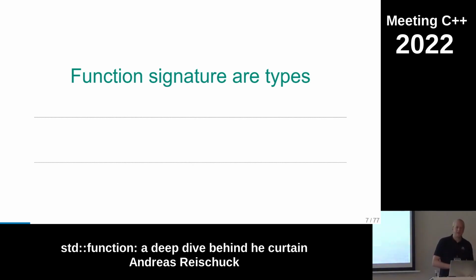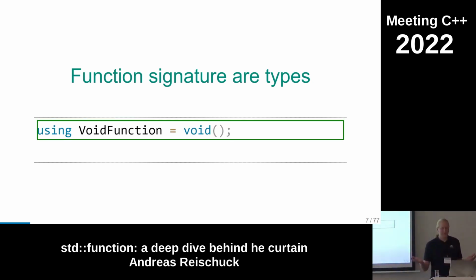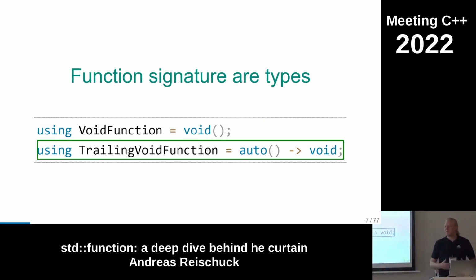Next thing, function signatures are types in C++. For example, if you write this, that's a type alias called void function, which is just another name for the type of the function signature of the void function, returning nothing. And the trailing return type of course also works here, so you can write it the same. No matter how we write our functions, if we leave out the function name and the implementation, then we get a signature, and the signature is a type, just like a normal type.